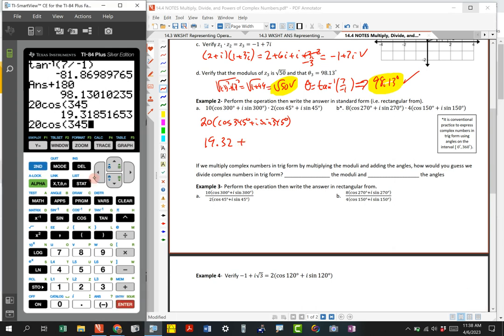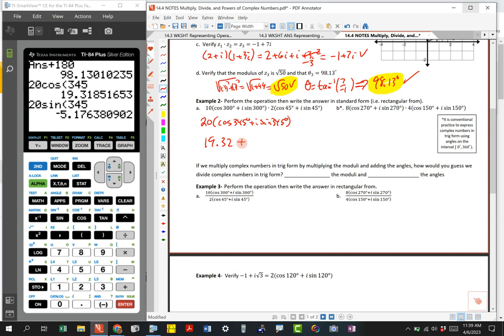So I'm just going to recall this and change that to a sine. And I get minus 5.18i. Put a box around that, and that's our answer. What? That was so easy. Is that easy? It is.